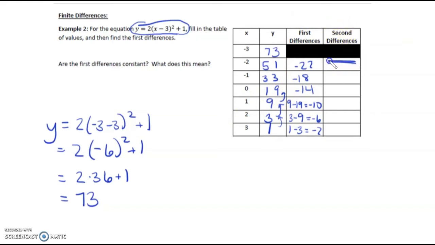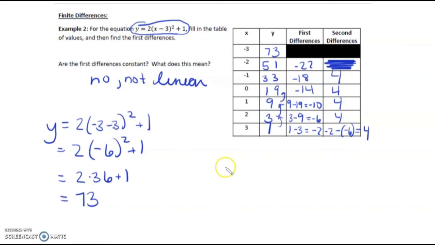Now the second differences, we can shade this one in as well because it's going to be one less each time. We go up the first difference column, so -2 minus -6, and then we put in the answer. That's -2 plus 6, so I get 4. -6 minus -10, I get 4. -10 minus -14, I get 4. And I get 4 all the way up. So are the first differences constant? No. What does this mean? It's not linear. It's not a line.